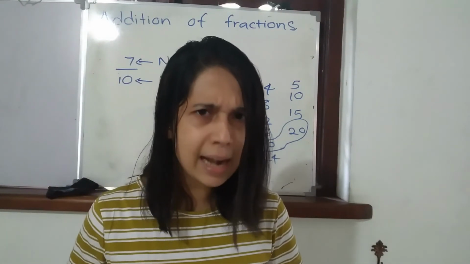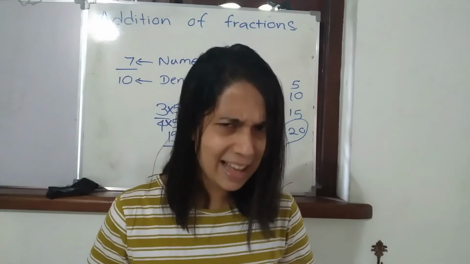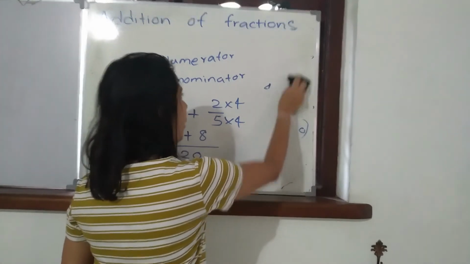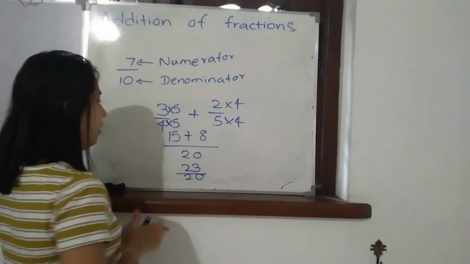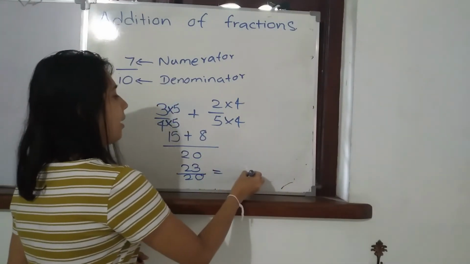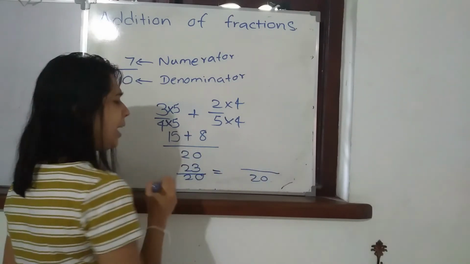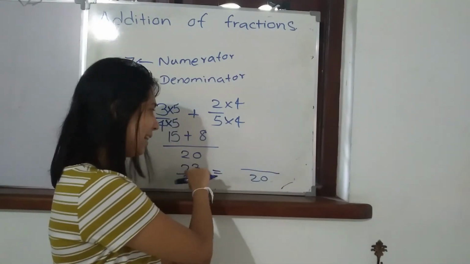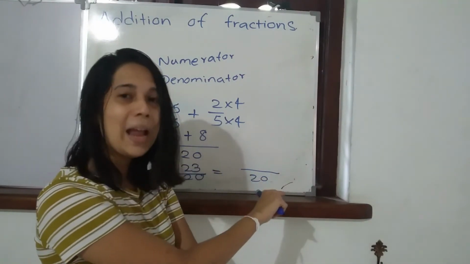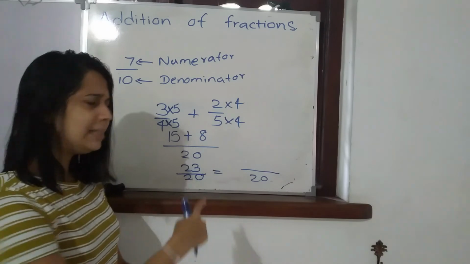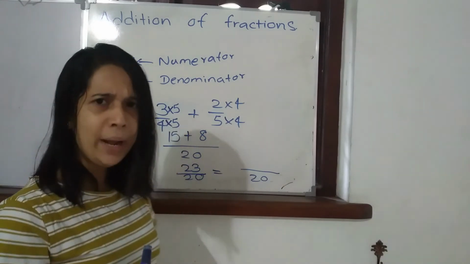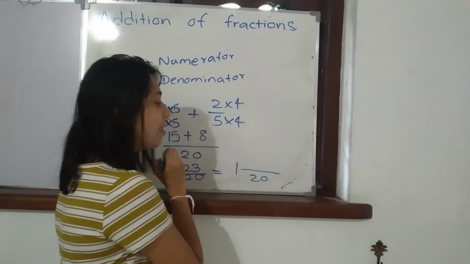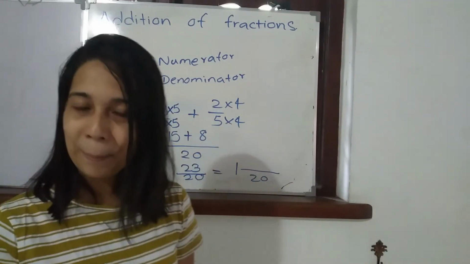You know how to do that? Yes, of course. So how to convert, children? Okay, let's do that also. Can we change our denominator, children? No. Same denominator. Here it's 20 and here also it's 20. So how many 20s are in 23? Just 1. So it's the whole number of this mixed number.